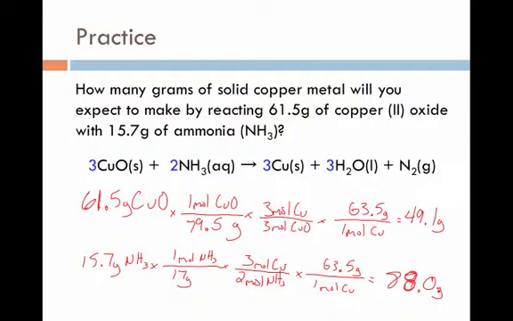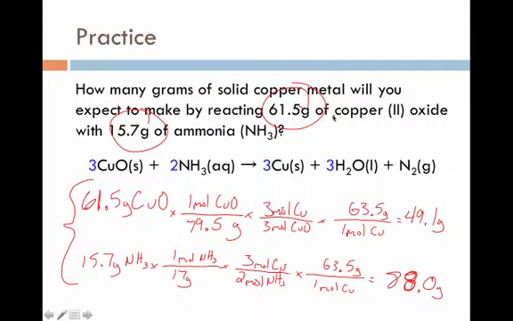Let's take a quick look at the answers for this problem. Now that we have the balanced chemical reaction, we have our two starting values, our grams of copper oxide and our grams of ammonia. We created two stoichiometry calculations based on these in order to determine which chemical will run out first. Will I use my 61 grams of copper oxide first, or will I use my 15 grams of ammonia? We go through the full stoichiometry calculation.